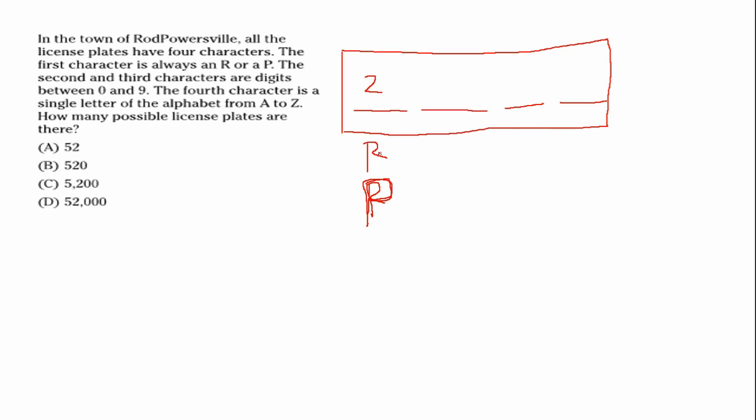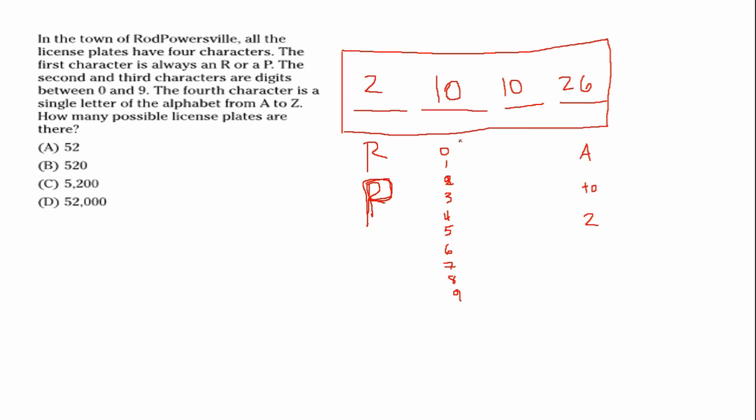In the second and third blank spaces, there are 10 choices. That is 0, 1, 2, 3, 4, 5, 6, 7, 8, 9. Again, 0 to 9 is 10 choices. Again, that applies for here and here. In the fourth space, there are 26 choices. Again, from A to Z, there's 26 letters in the alphabet.